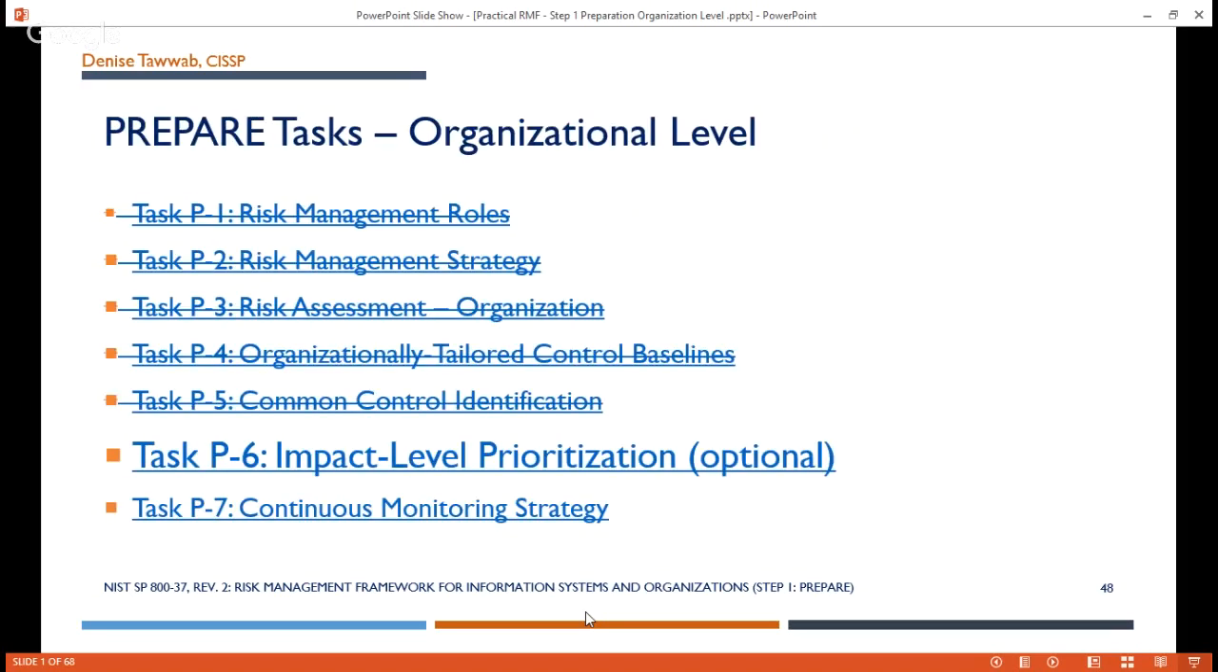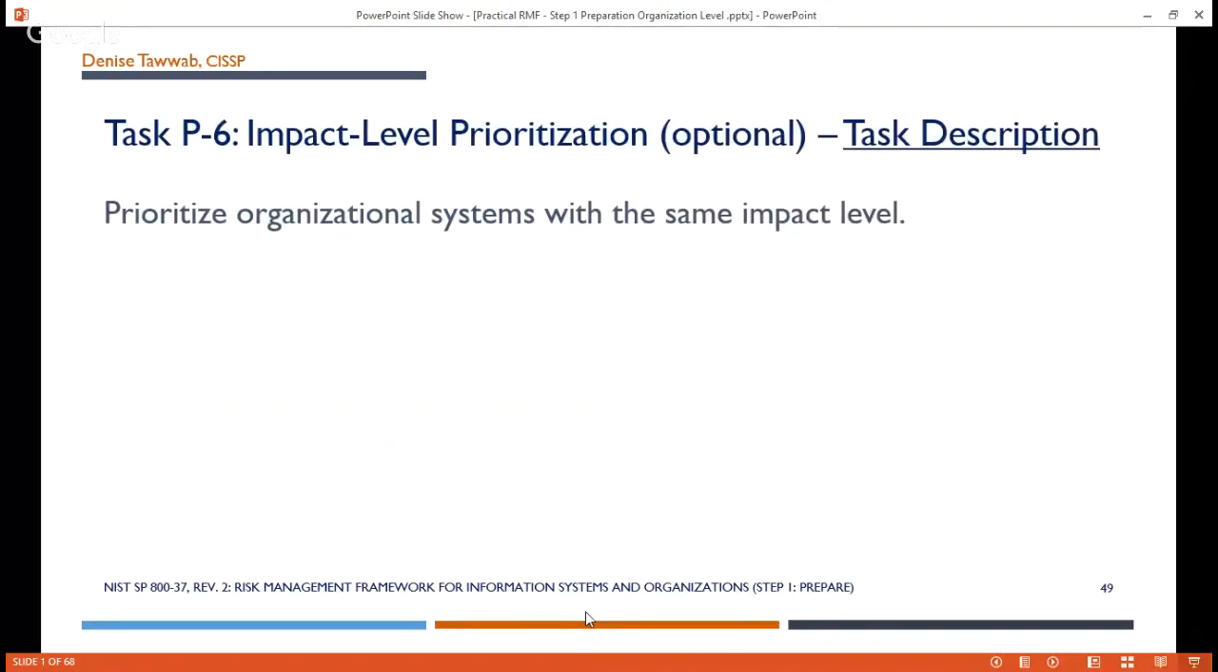All right, task P6. This is an optional task. It is your impact level prioritization. This is where you prioritize systems with the same impact level. So, say you've got two moderate impact level systems, you've got two high impact level systems, whatever's happening in your organization, you have systems. When you categorize them, they have the same impact level: low, moderate, or high. Well, somebody has to make a decision about, okay, which one of these systems do we prioritize?